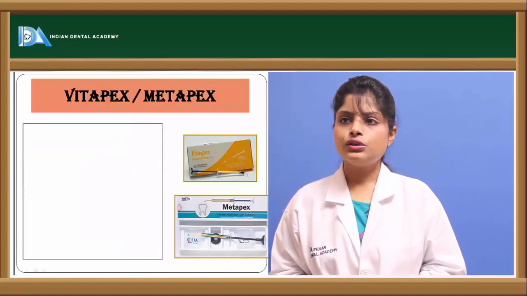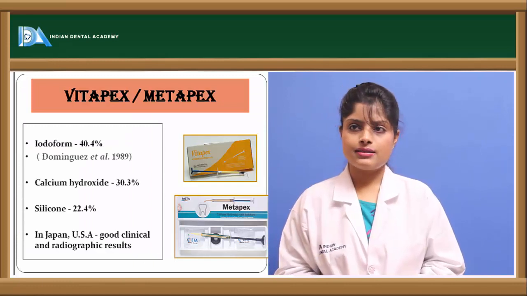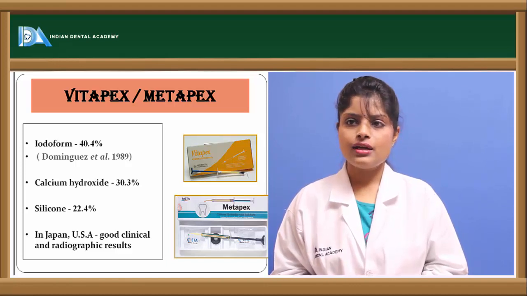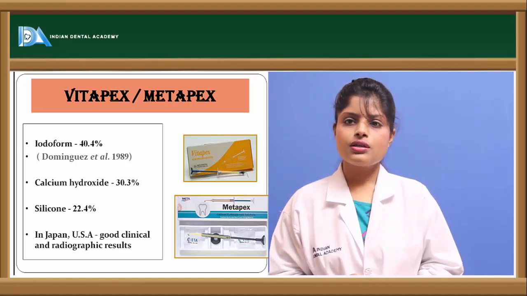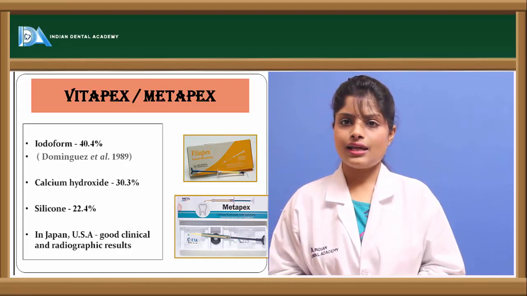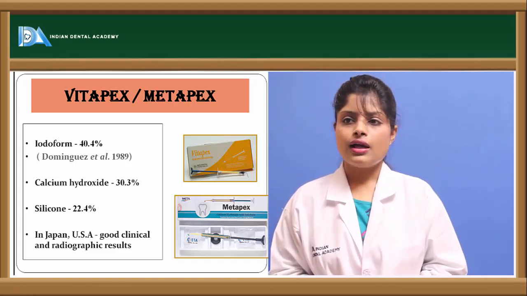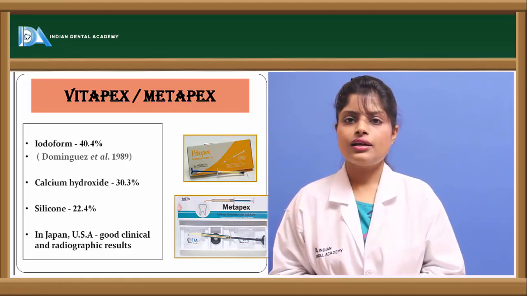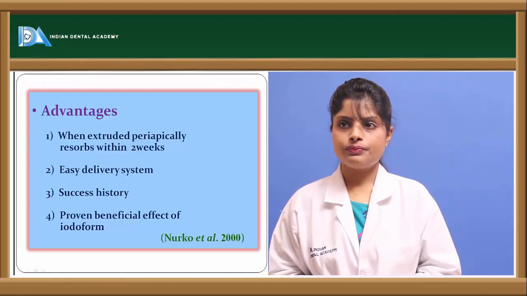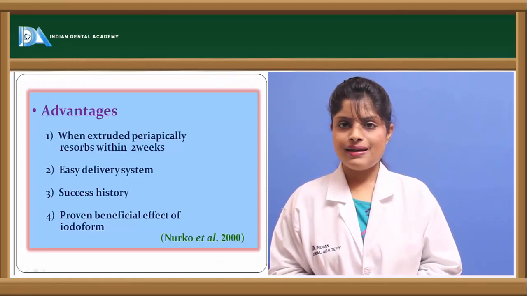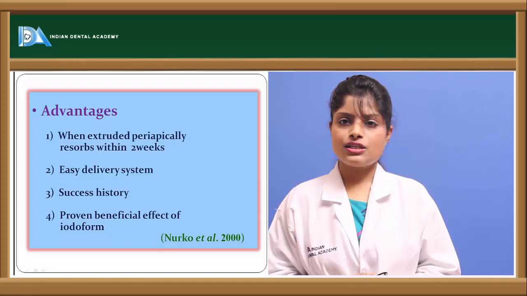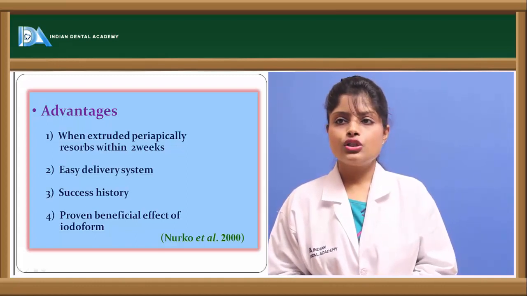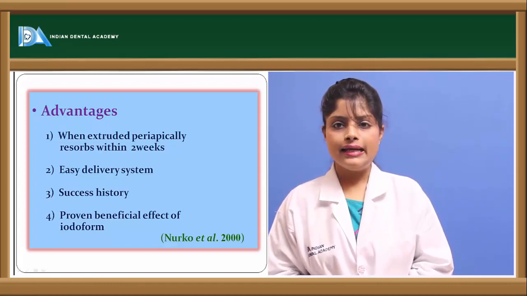Now, coming over to Vitapex or Metapex. It consists of Iodoform, calcium hydroxide and silicone oil, which was discovered in Japan and USA and used further and has good clinical and radiographic results in the studies which were carried out. The main advantage of Metapex or Vitapex is that if it is extruded out from the periapical cavity, it will resolve within 2 weeks. It is easily delivered.